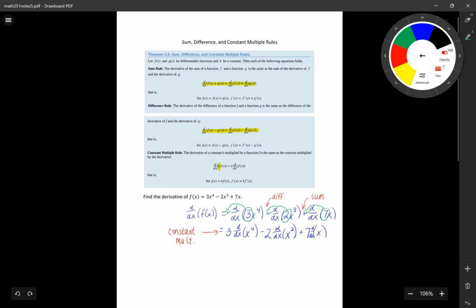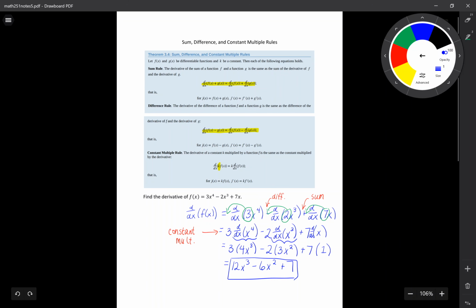And now we can use the power rule. So this is 3 times the derivative of x to the power of 4, which is 4x to the power of 3, minus 2 times the derivative of x cubed, which is 3x squared, plus 7 times the derivative of x, which we know to be 1. And now I can just multiply through. So this is 12x cubed minus 6x squared plus 7. So this is our final answer.